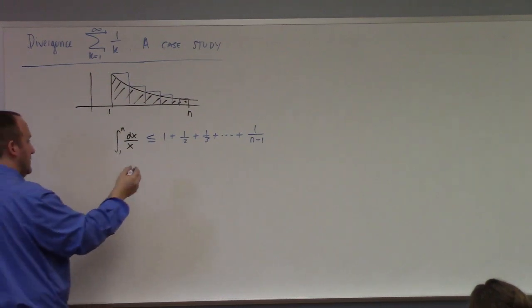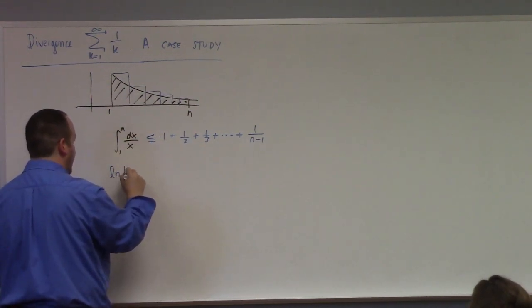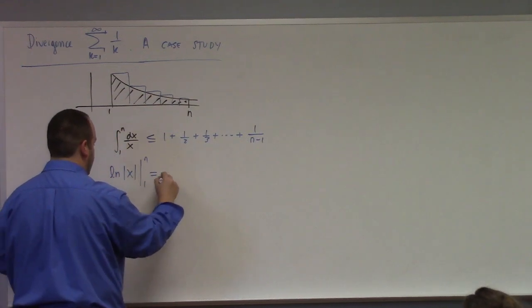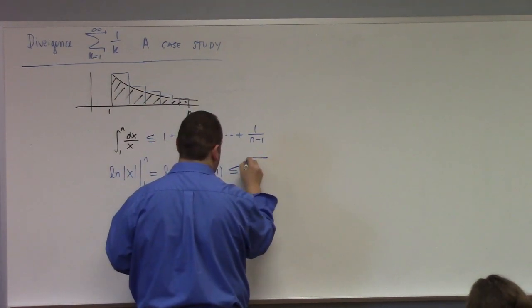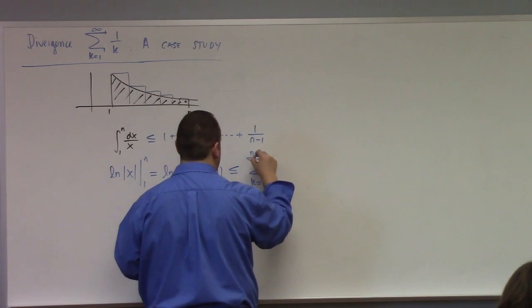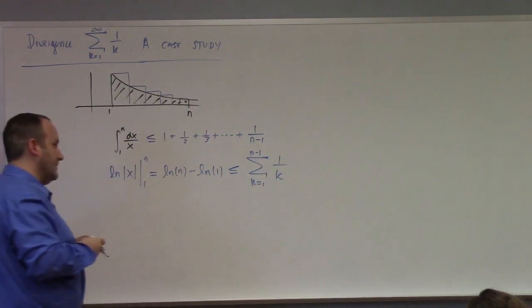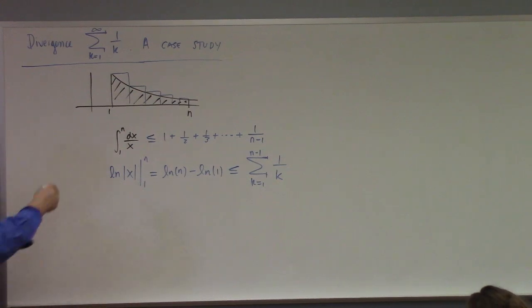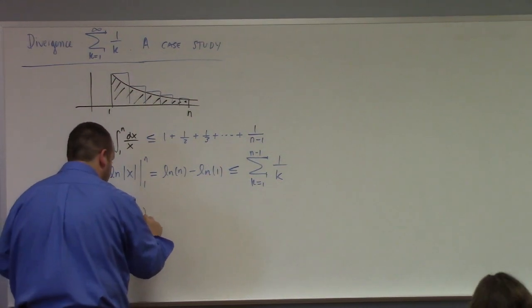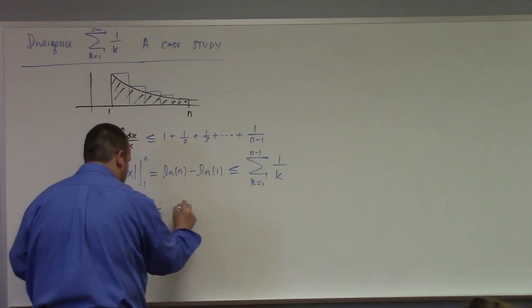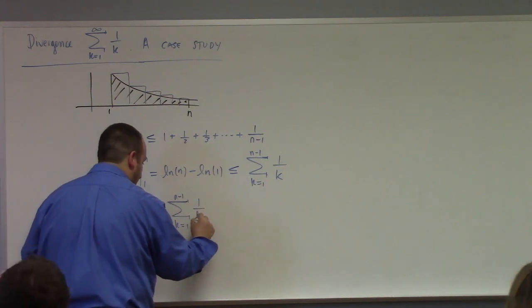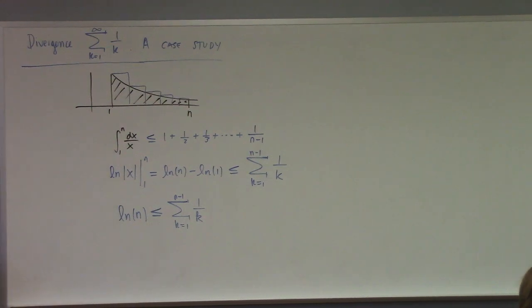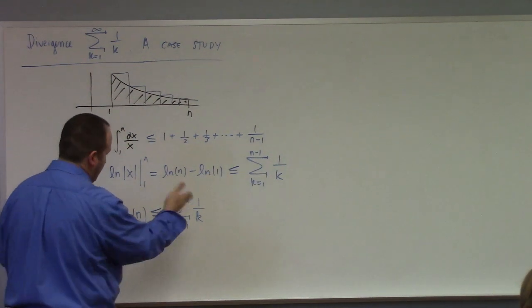So, great. This is the natural log of the value of x evaluated from 1 to n, also known as natural log of n minus natural log of 1. That's less than or equal to the sum, k equals 1 to n minus 1 of 1 over k, right? But the log of 1 is 0, so we have the following. Natural log of n is less than or equal to the sum, k equals 1 to n minus 1 of 1 over k.